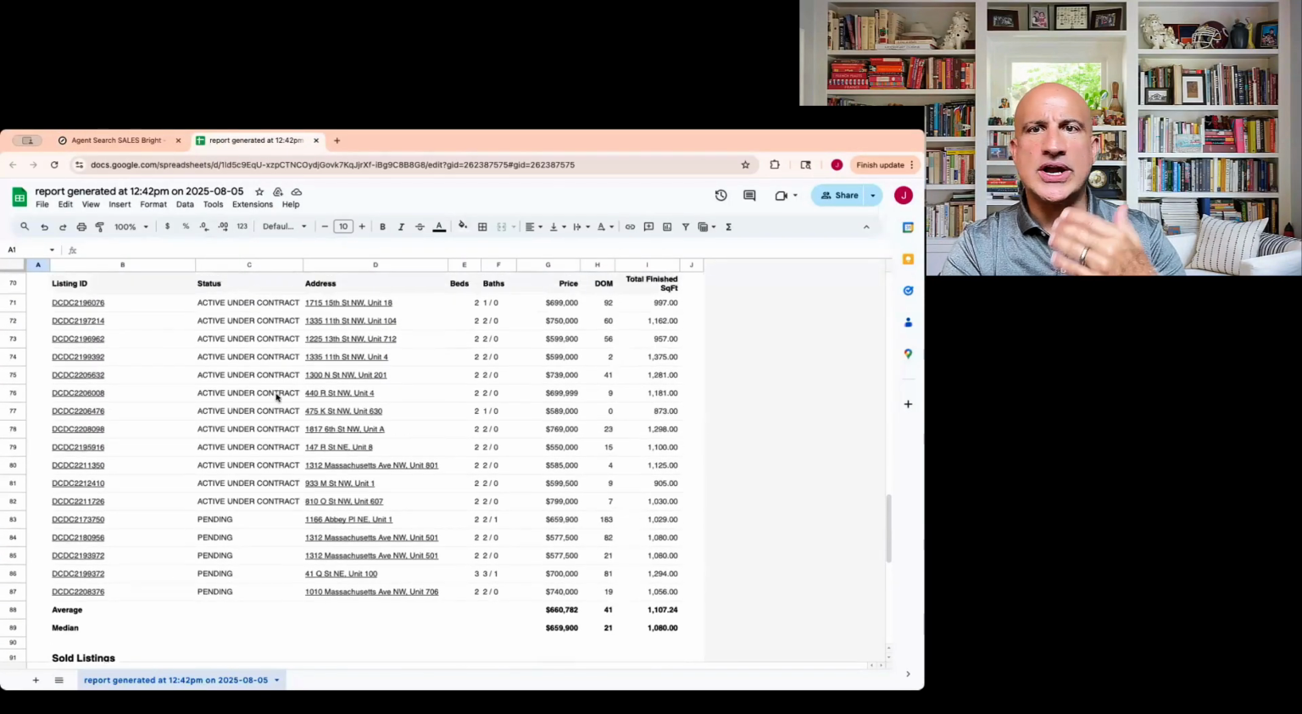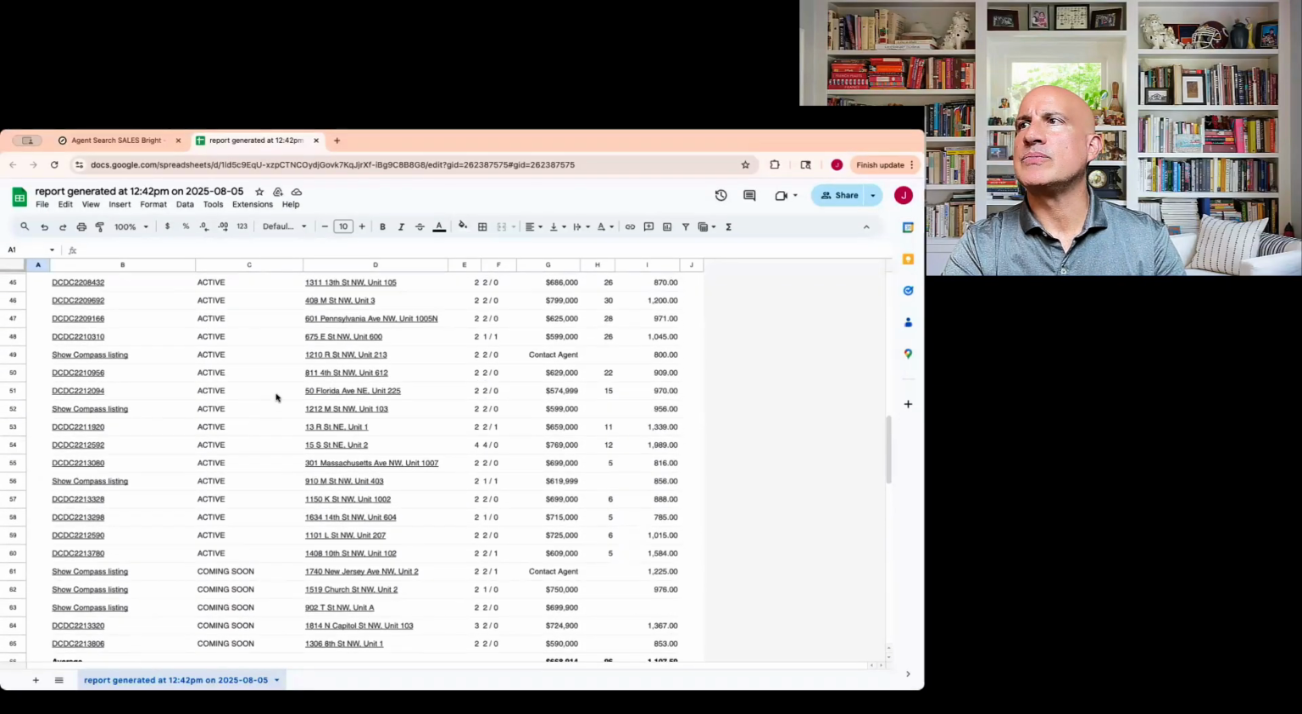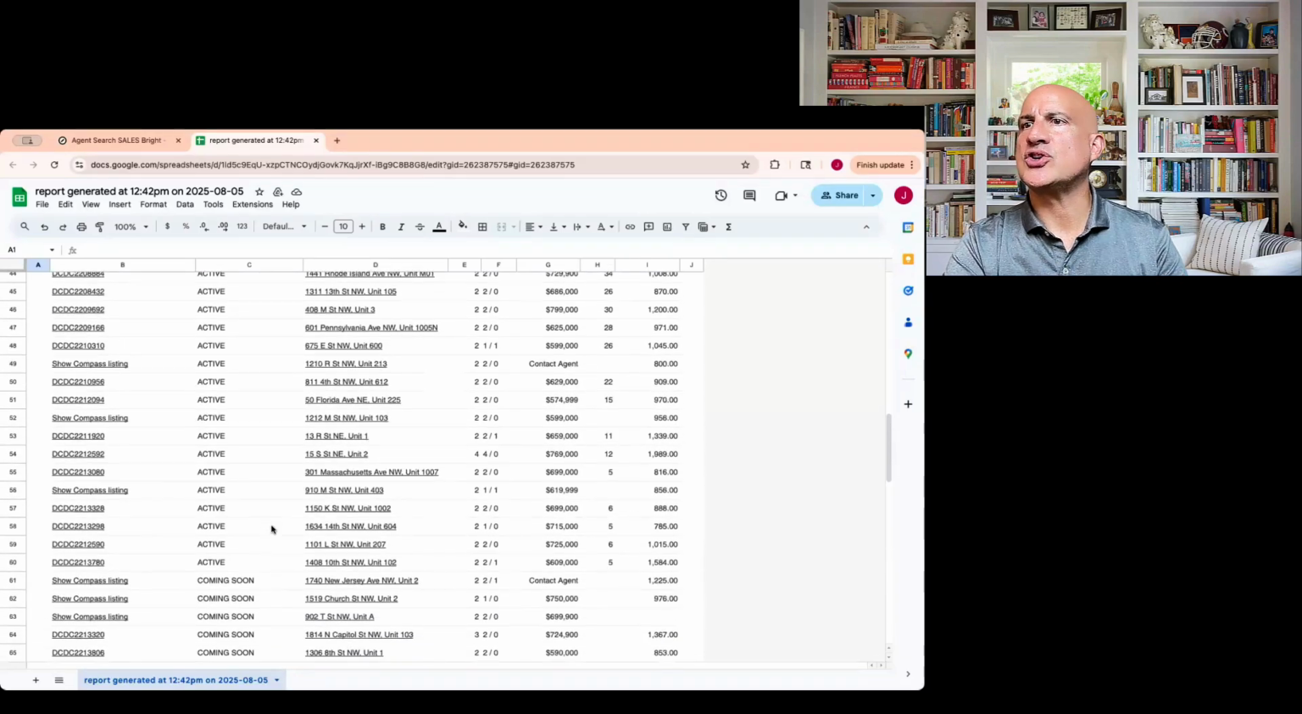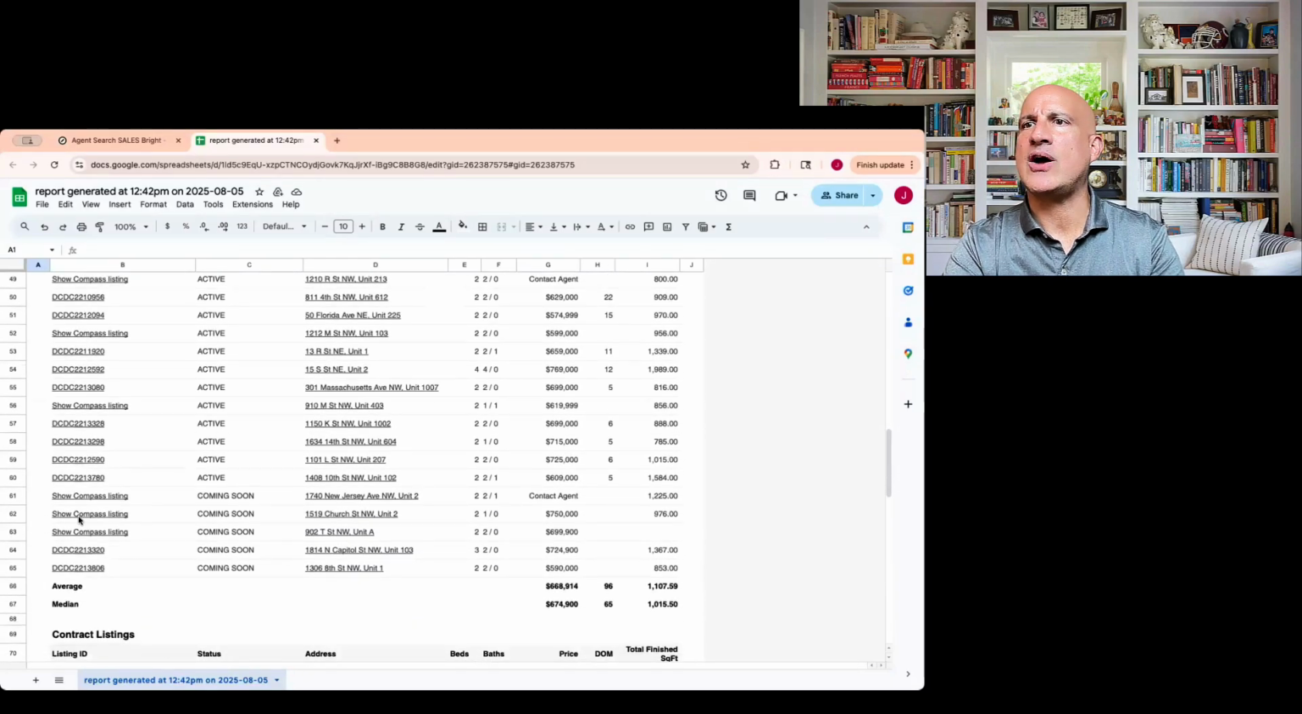Another area that you and I, James, talked about is days on market and square footage. So what do we see here? Right now in the actives, we're seeing a median of 65 days, and a median of about 1,000 square feet for a two bed. So the homes currently on the market have been on about 65 days and have a little over 1,000 square feet.